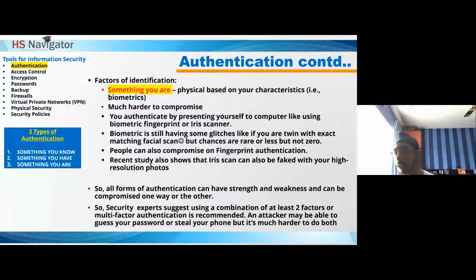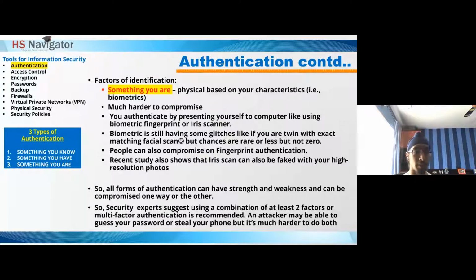And all forms of authentication, whether it's passwords, security tokens, or your actual physical appearance, they all have strengths and they all have weaknesses, and they all can be compromised one way or another. So the best way is to use a combination of at least two of these factors. That's what's called multi-factor authentication.